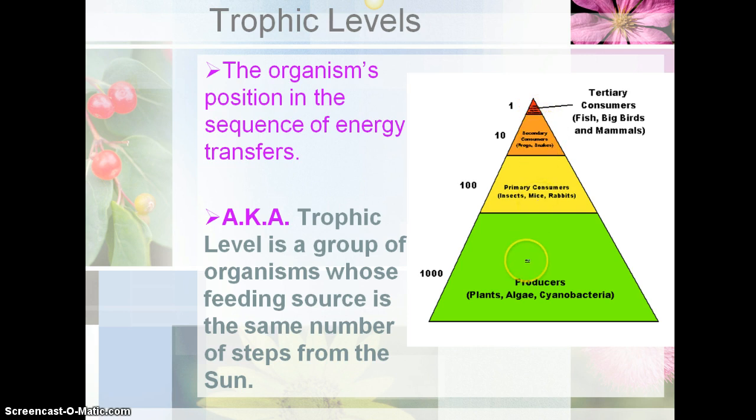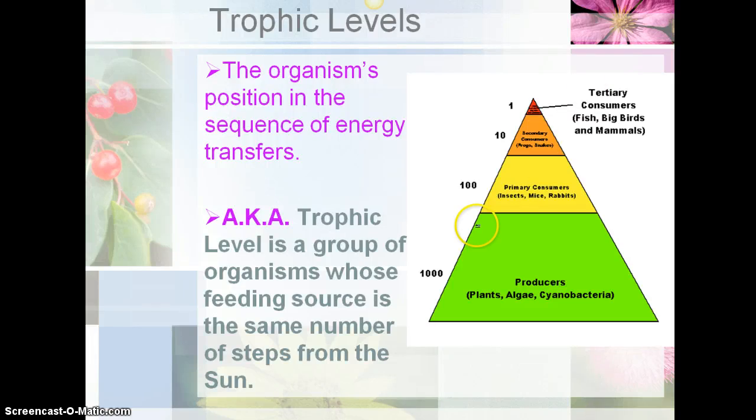We have producers: plants, algae, bacteria. Primary consumers are insects, mice, and rabbits as examples. Secondary consumers are frogs and snakes. And then our tertiary consumers: fish, big birds, mammals as examples. So in your notes packet, if you're filling that out, you can put those examples in.